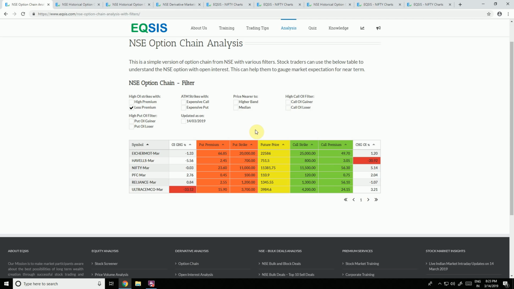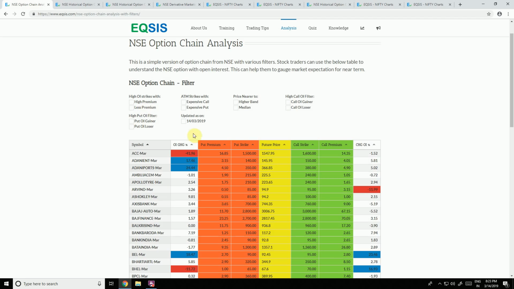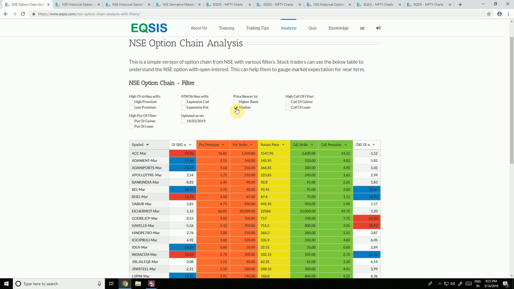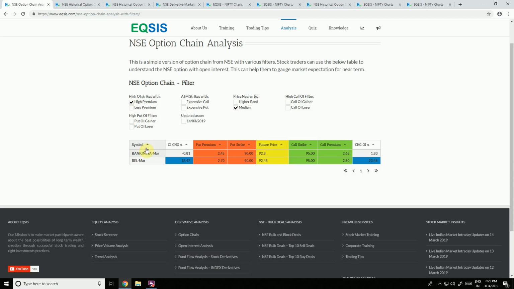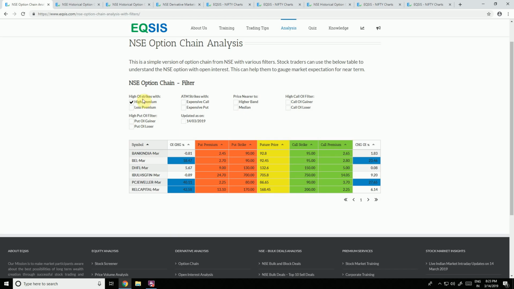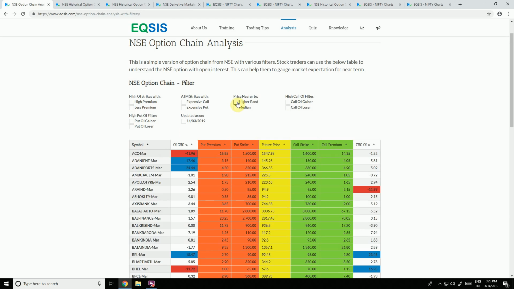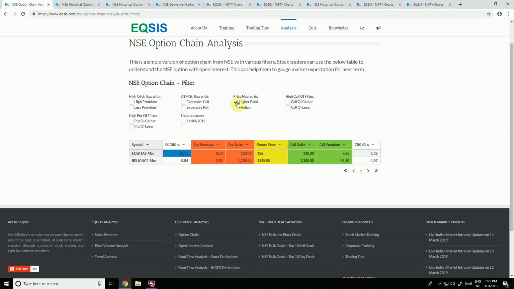So let me summarize once. Very interesting tool: any stock which is trading at the medium range, right in between, but carries a high premium, is good for writing. Number two, anybody who is trading at the higher band, these guys are trading almost at the resistance level. Today, lower band, no stocks we are finding, so that option is not there, but it will come up in future.